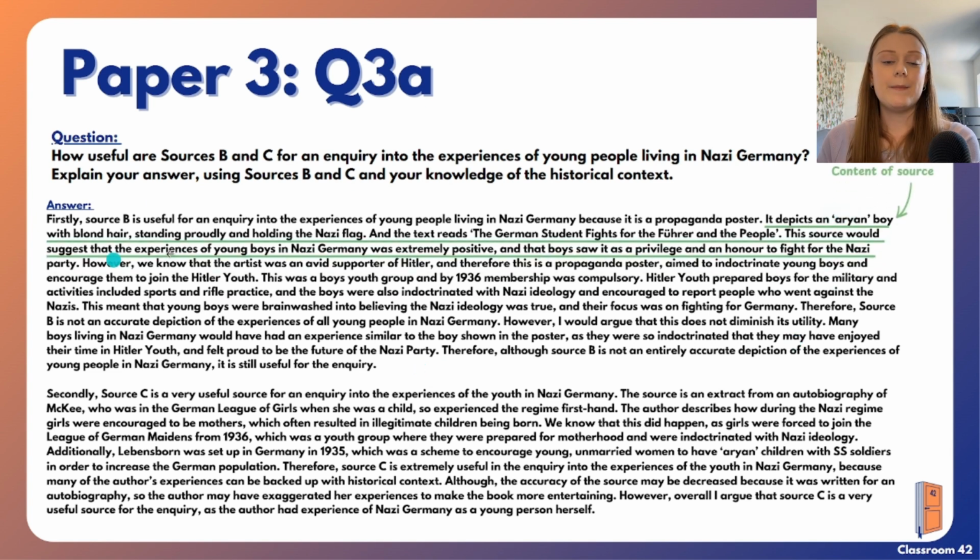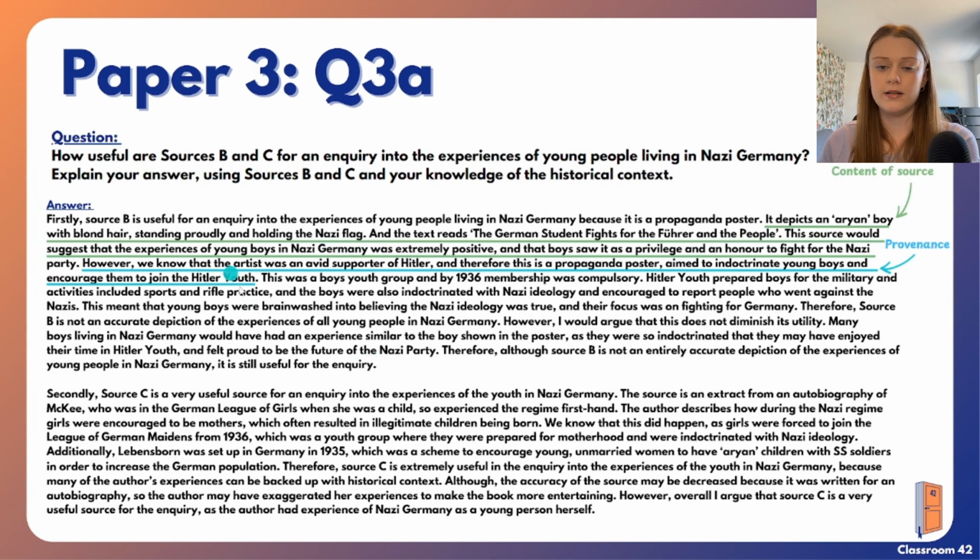First of all, we are talking about source B. We give the content of the source first, as you can see here. We talk about how it depicts an Aryan boy with blonde hair holding the Nazi flag, and about the text it reads, suggesting that the experiences of young boys in Nazi Germany were extremely positive. Then we're going to talk about the provenance. You don't have to do these paragraphs in any particular order. As long as you make sure that you've got content, provenance, own knowledge, and a summary of the utility, you can create your paragraphs in whatever order feels most natural. So now I'm coming on to the provenance.